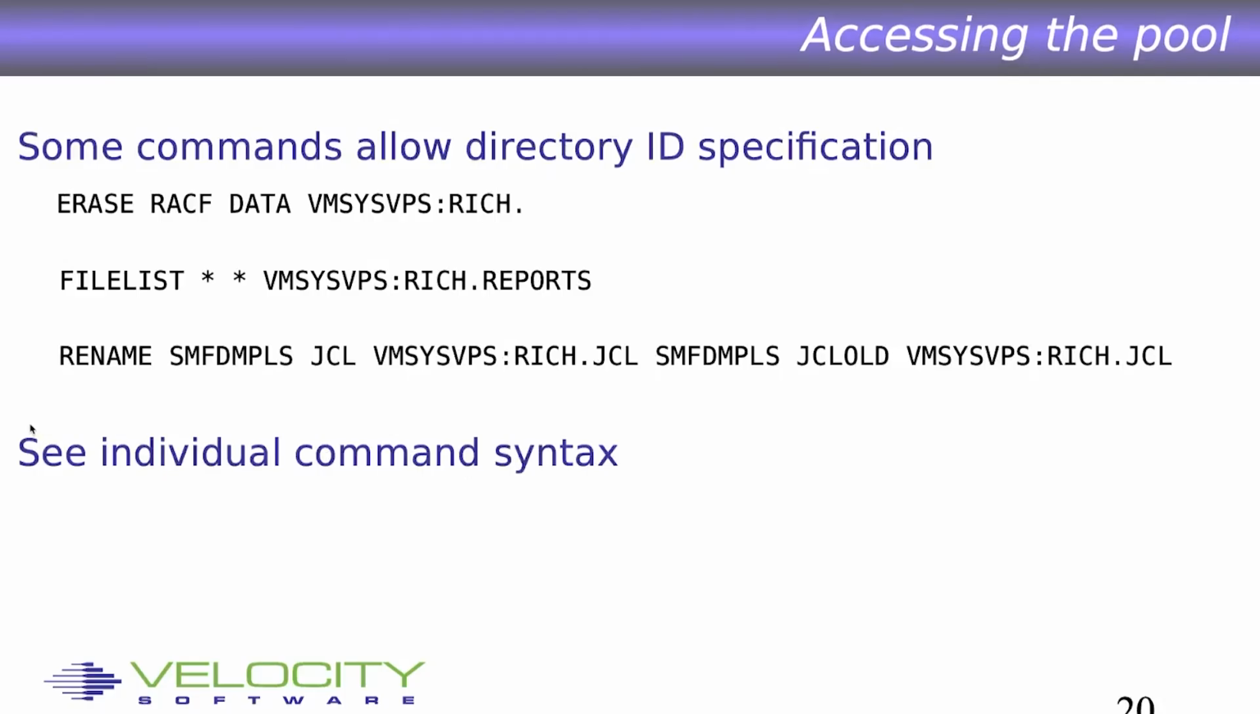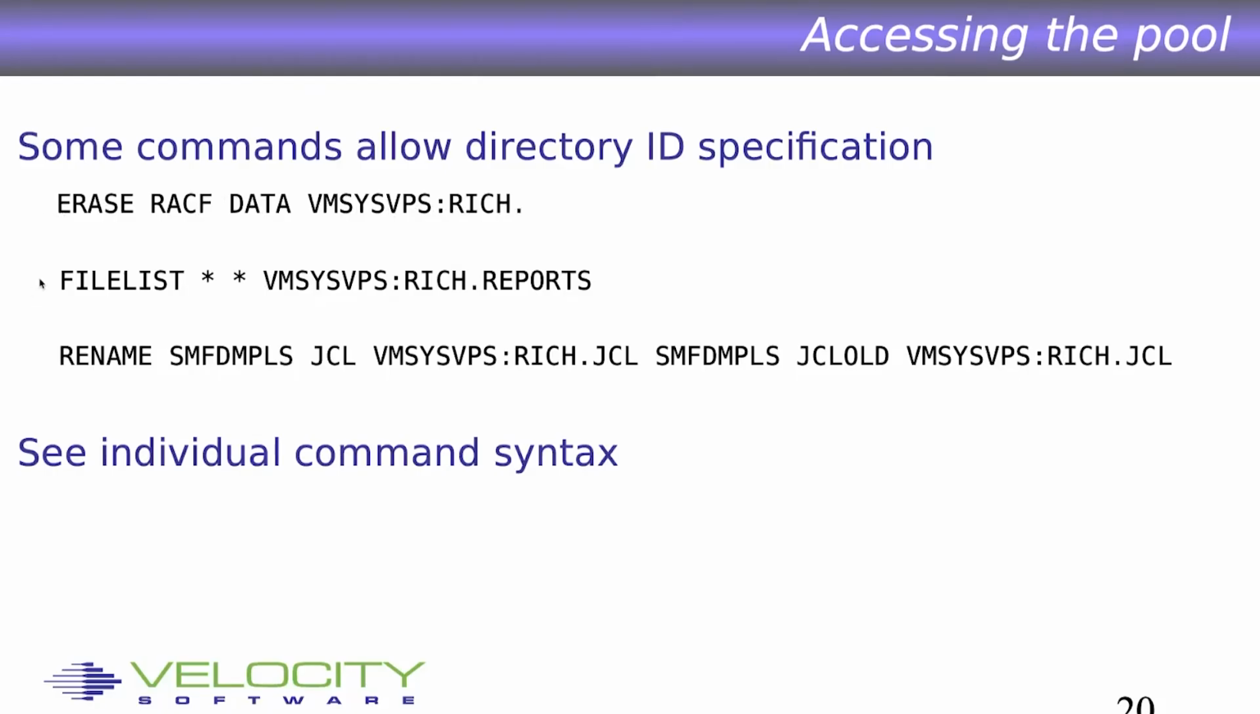Some CMS commands allow a directory ID specification. So you can actually use a directory name in commands without having to have previously accessed that directory. So for instance, in this erase command, I'm going to erase a file called racfdata on my top level directory. The VM says vps:/rich dot, and it will very happily access the directory for this file, and if it's there, it'll delete it.